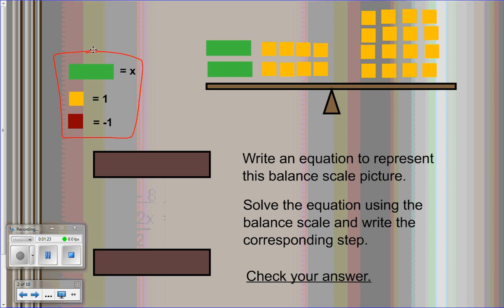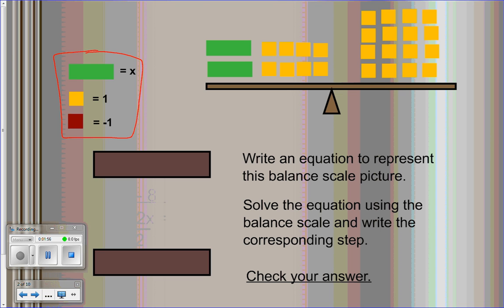We look at the key and we find the rectangle is x, the yellow squares are 1, and the red squares are -1. Now your paper is black and white, so you'll have to look at the shape and the shading to figure out which one is x, 1, and -1. When we do this, each shape is a term in the equation. So your x's are going to be one term, and your units of 1 and -1 are going to be another term. And let's see if we can set up the equation.